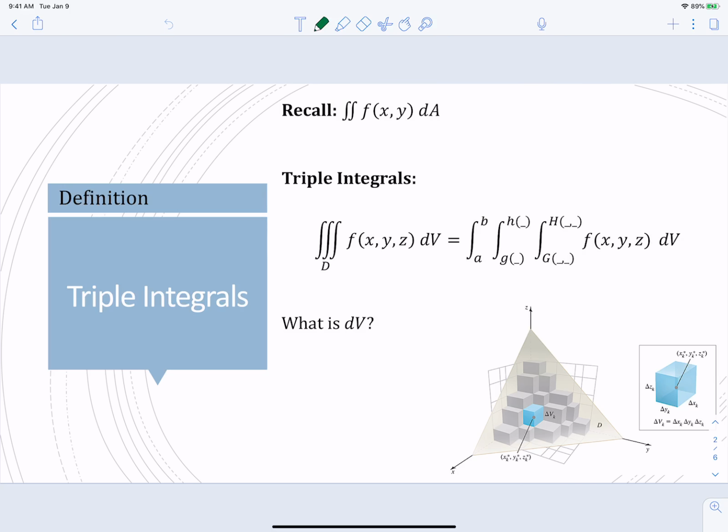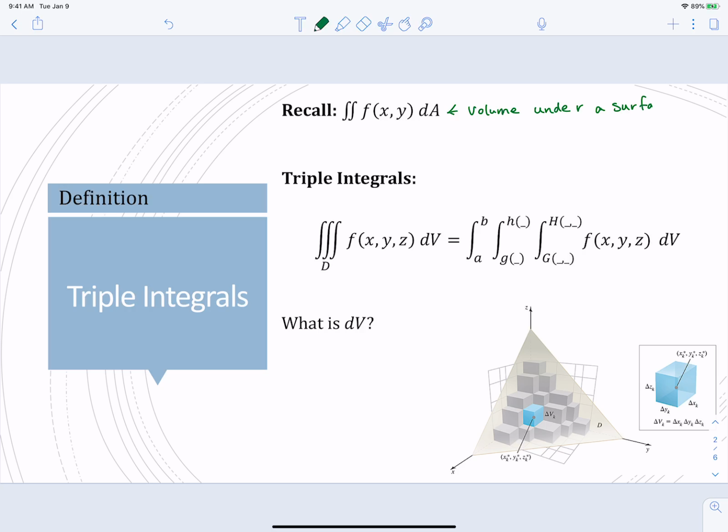All right, so with our triple integrals, let's go back first and think about, again, what that double integral told us. This gave us the volume under a surface, or if we did the double integral of 1 over our area, that gave us the area of the region that we were interested in looking at.